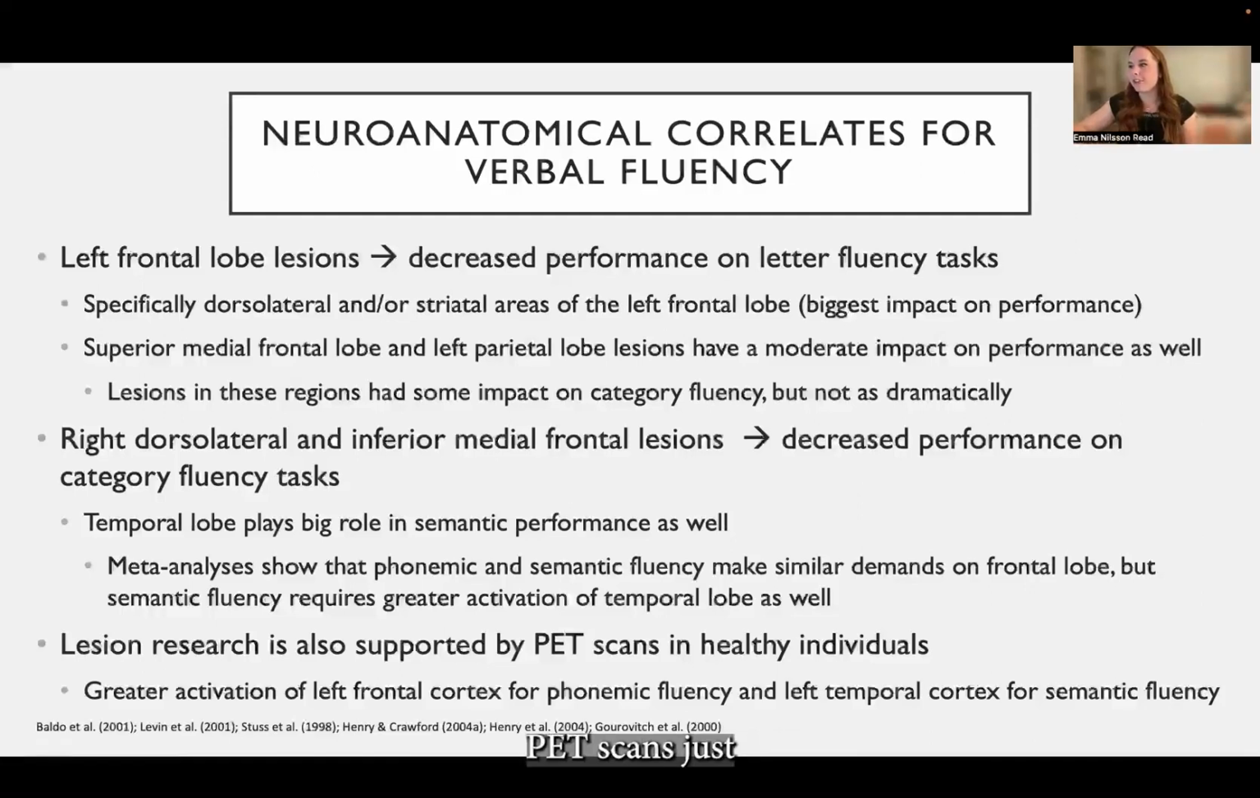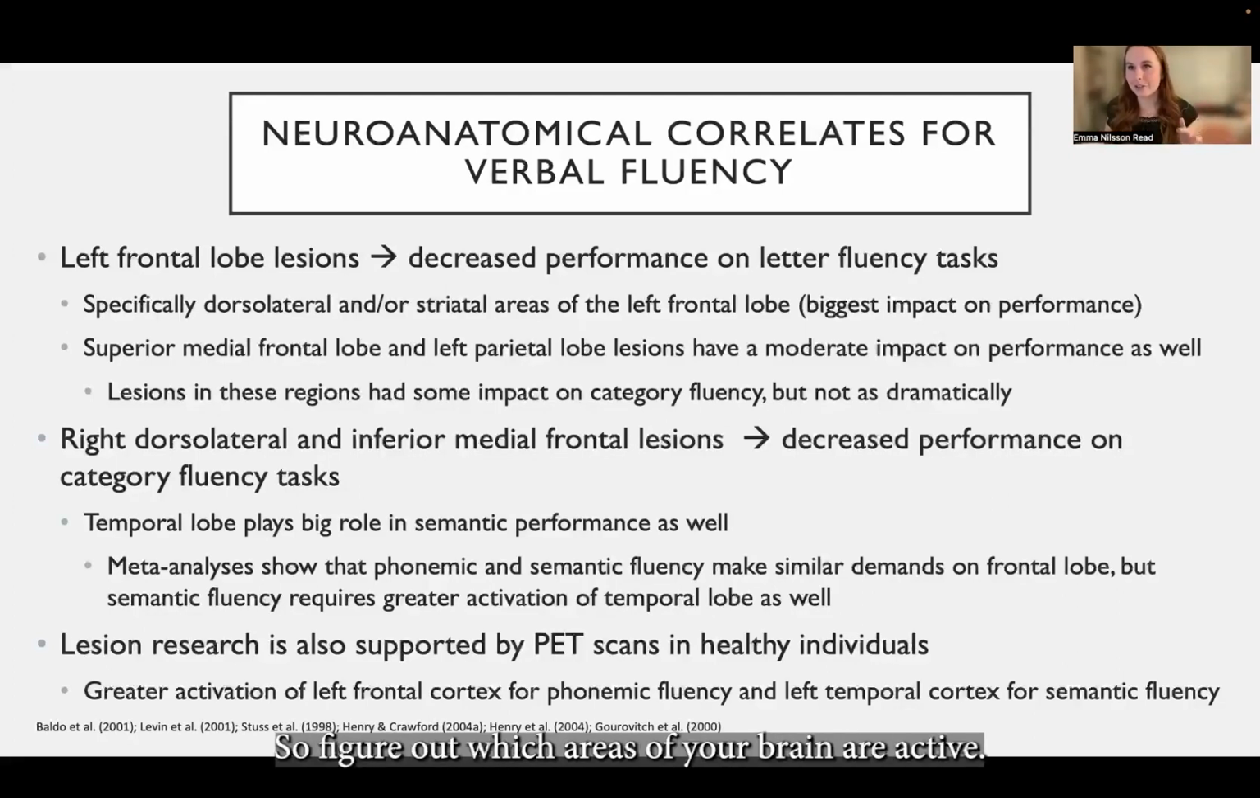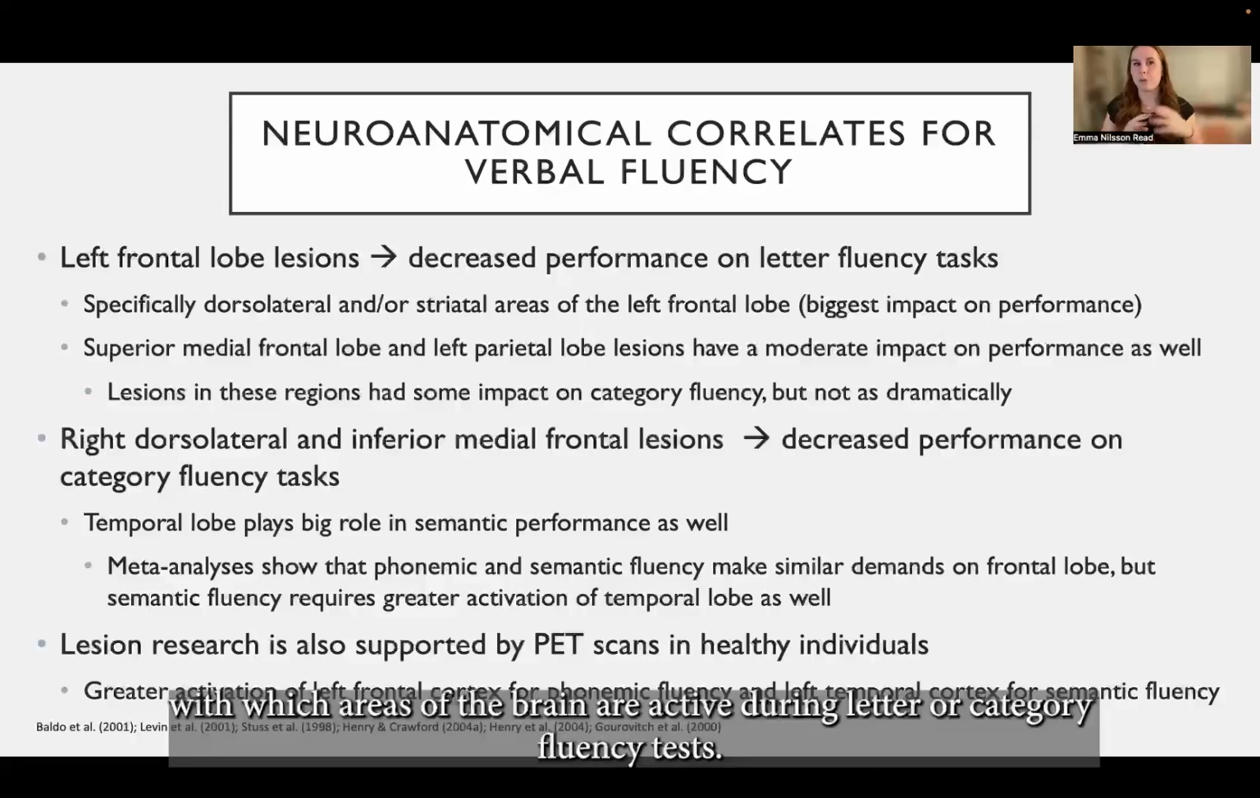PET scans use a tracer basically to track the metabolic activity of your brain, so figure out which areas of your brain are active. And they found very similar results with which areas of the brain are active during letter or category fluency tests.